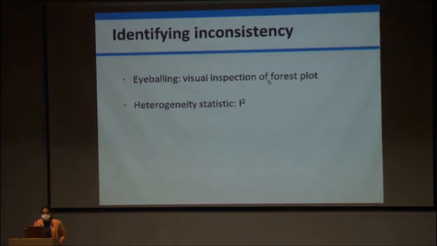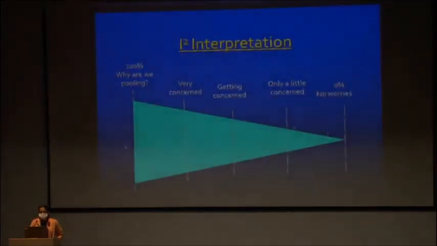Right, so the first method is just by eyeballing. That's visual inspection of the forest plot. And what you're looking at is those two things, overlap of confidence intervals and closeness of point estimates. But there's also statistics to help us out. And the statistic that helps us with consistency is the I-square statistic. It ranges from 0 to 100.